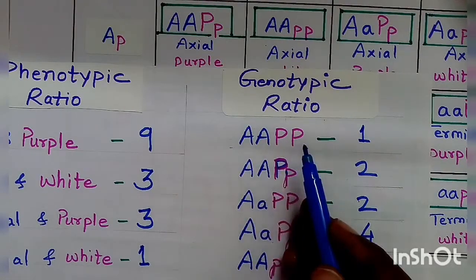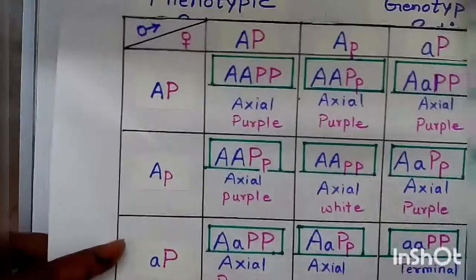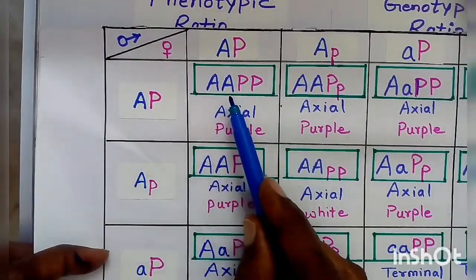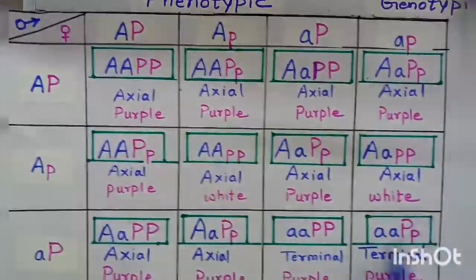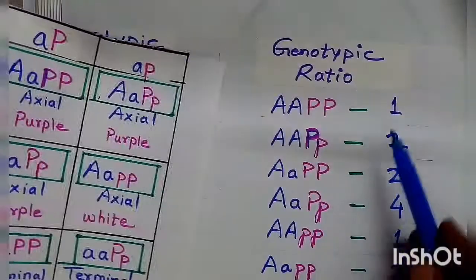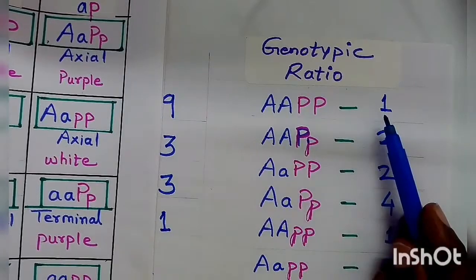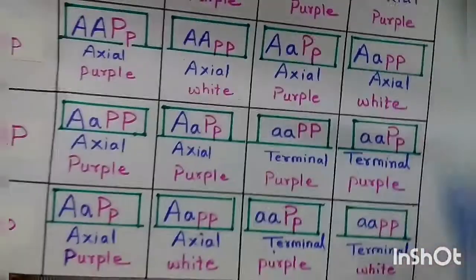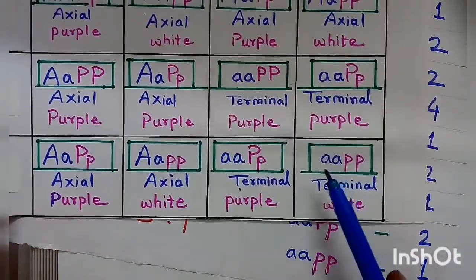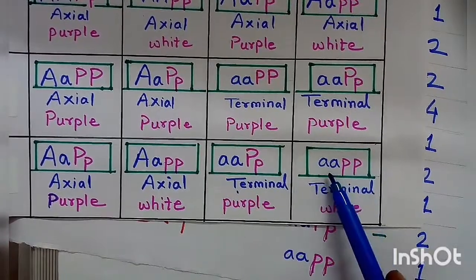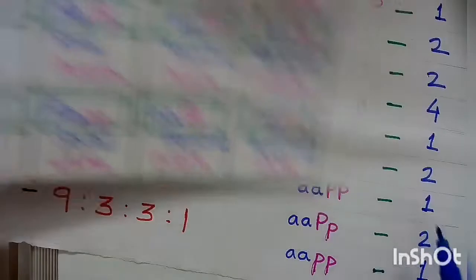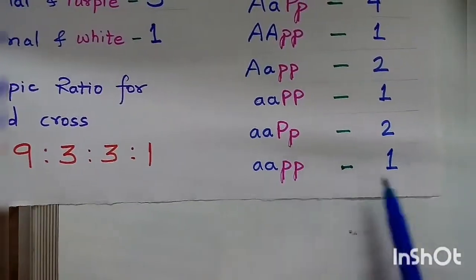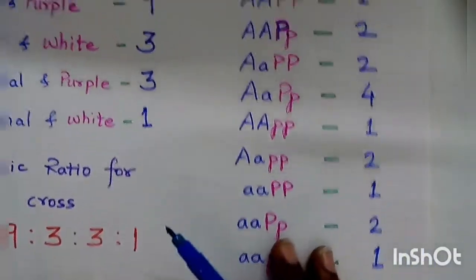All the alphabets are capital. Let's see in the checkerboard. Capital A and capital P. It has occurred only once in the table. Hence, for the genotypic ratio, we have written 1. Similarly, in the whole table, all the alphabets are small. It has occurred only once. So hence, we have written 1 number for this.